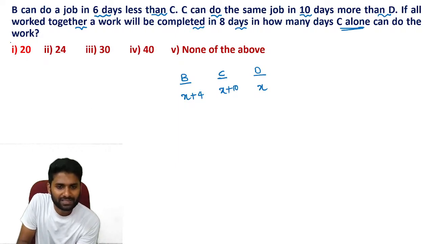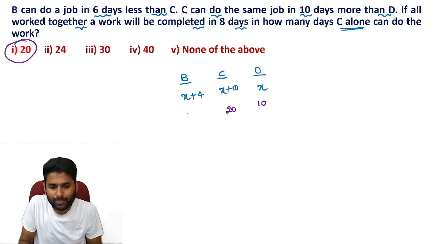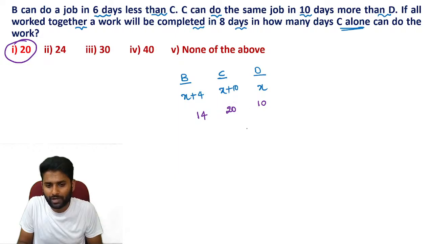Let us assume that C alone can do the same work in how many days? Let us assume that C is 20. If C is 20, definitely D is 10. So B is exactly 6 days less, right? So this is exactly 14. Now if you go through the common multiple, of 14, 20 and 10, the common multiple is exactly equal to 140.